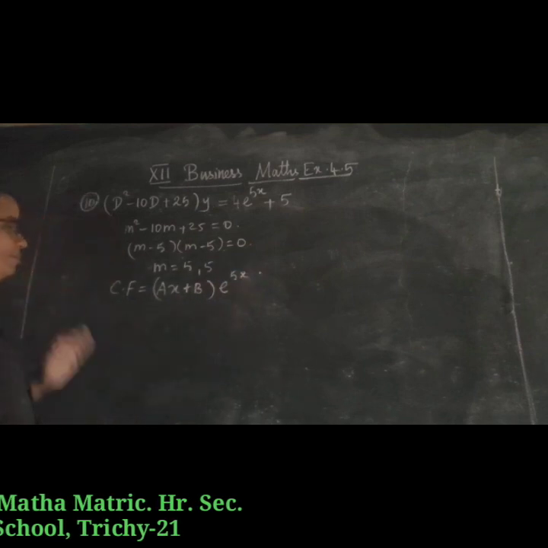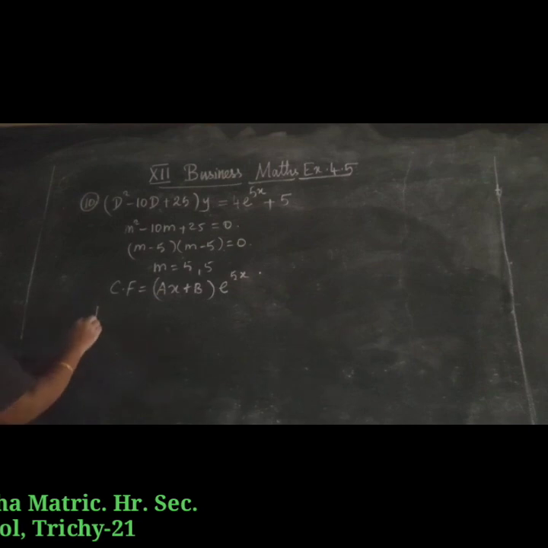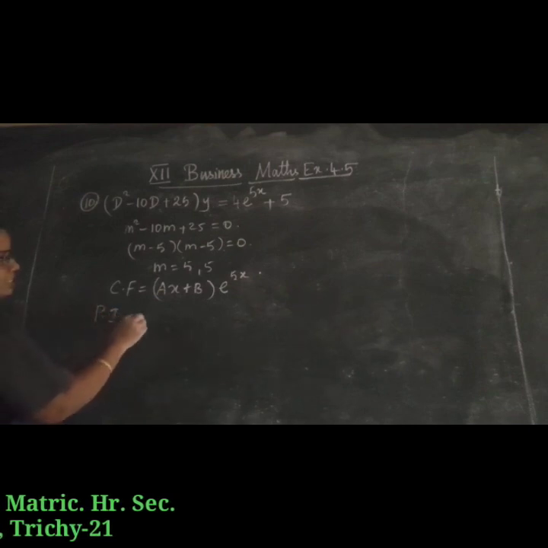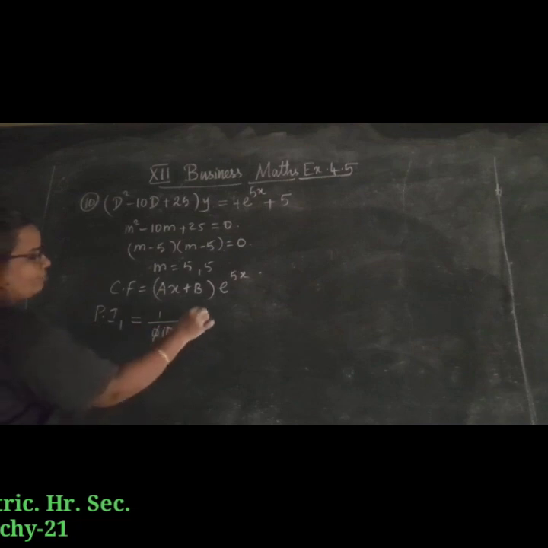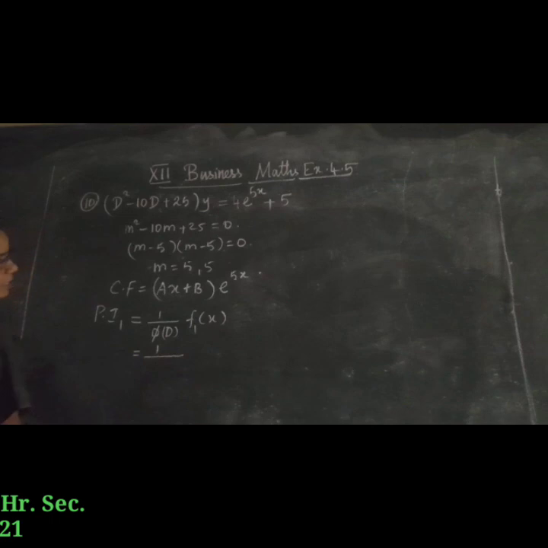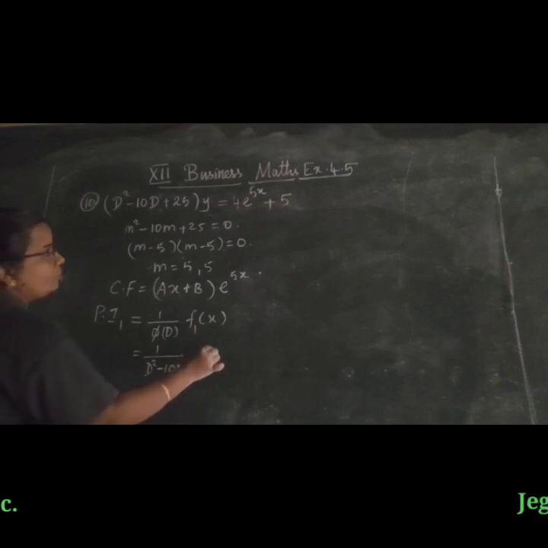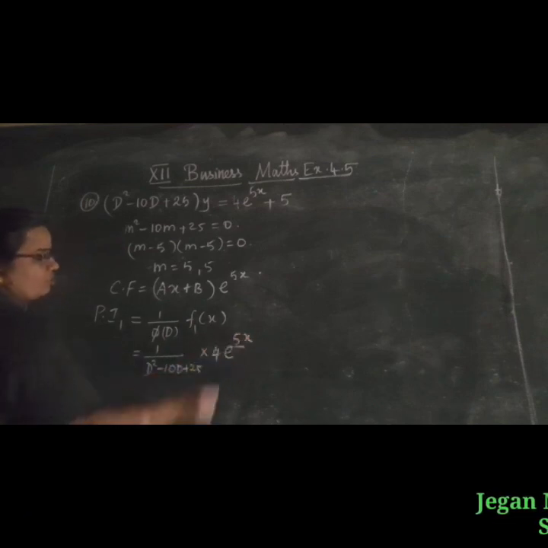So this is the complementary function. And what is the next step? Particular integral 1. So particular integral 1 is equal to 1 by f of D into f1 of x. That is equal to 1 by (D squared minus 10D plus 25) into 4 e power 5x.